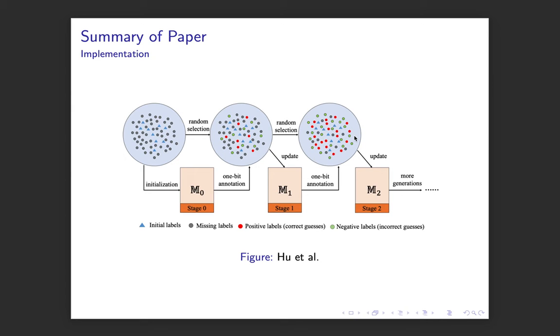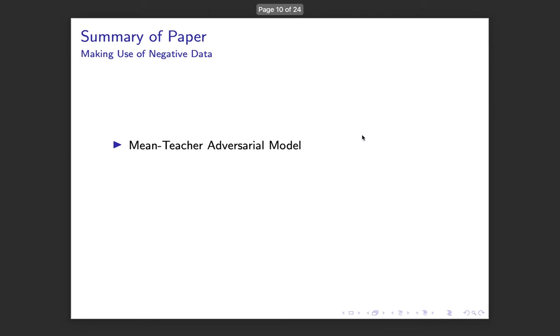And then we keep iterating that process. Every iteration they call a stage. And notice here, the negatively labeled data is just hanging out, not being made use of. But the authors actually do make use of that negative data.